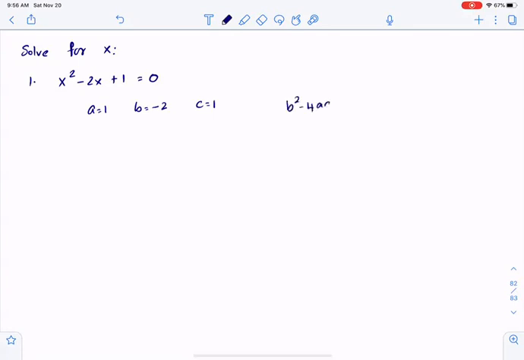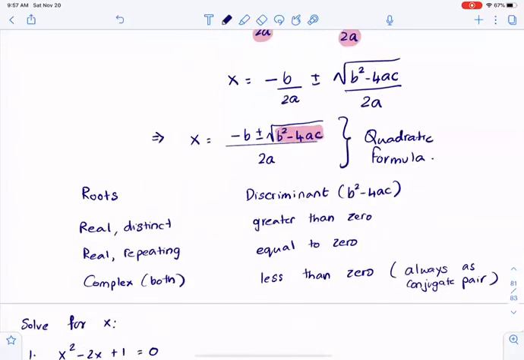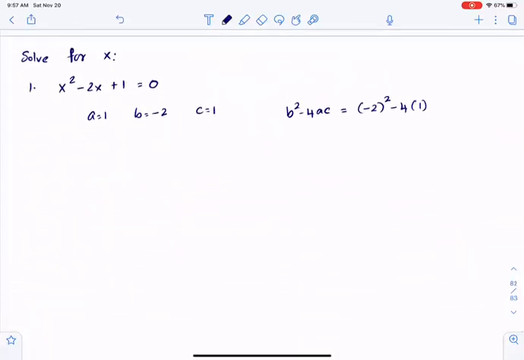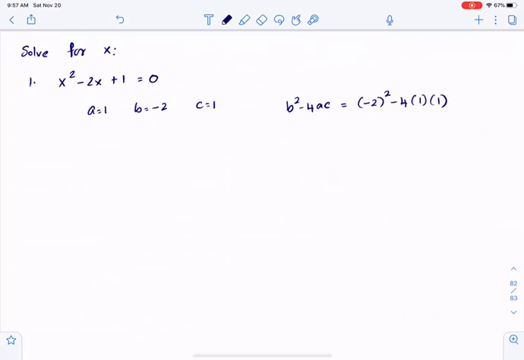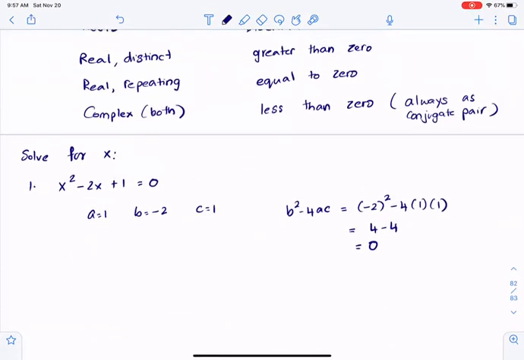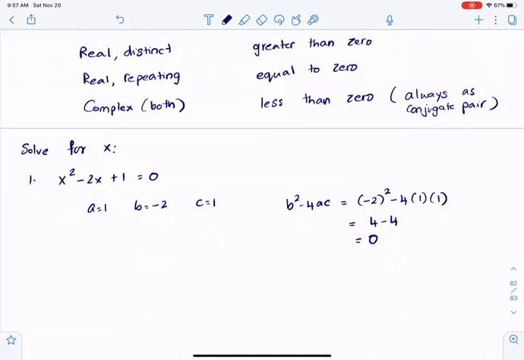So b squared minus 4ac is -2 squared minus 4. A is 1, and c is 1. So 4 minus 4. And I get b squared minus 4ac to be 0. That tells us the roots that we're going to get better be repeating. In other words, we will just get one answer. Let's see if we do.